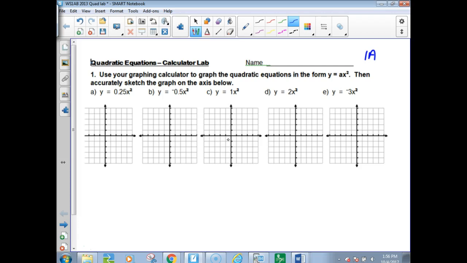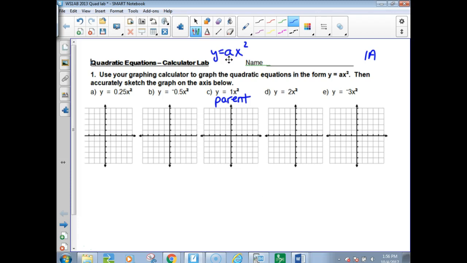I'm going to start with C. Why? Well, because it's the parent graph. And I just thought, what the heck, let's look at the most basic parabola. These are going to be right now in the form y equals a times x to the second. And then we'll do other transformations to it.